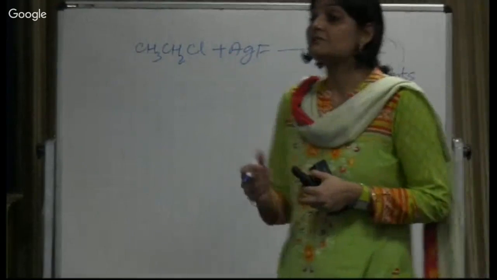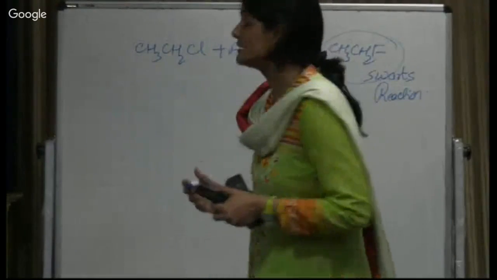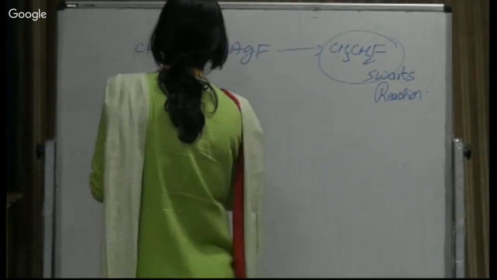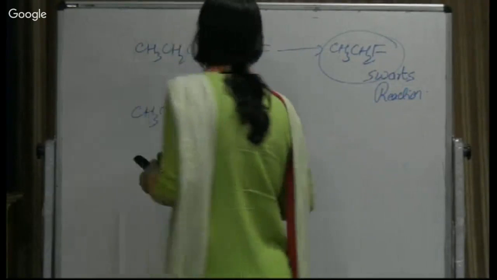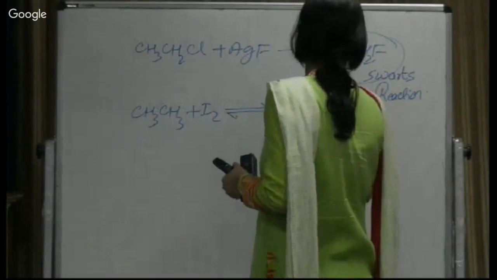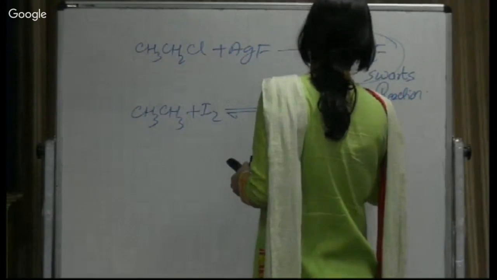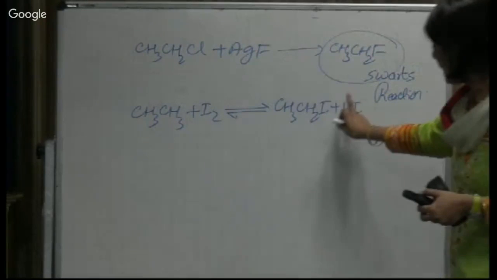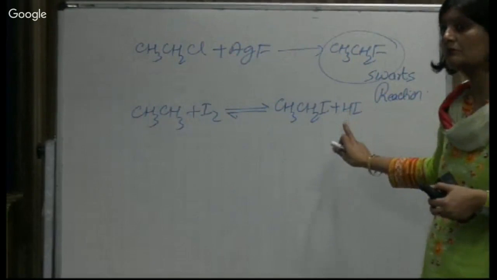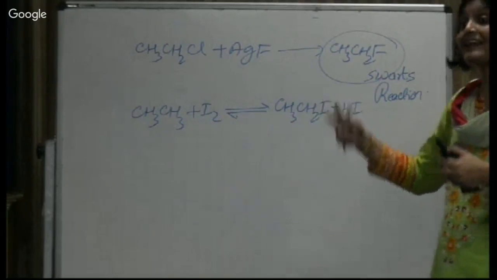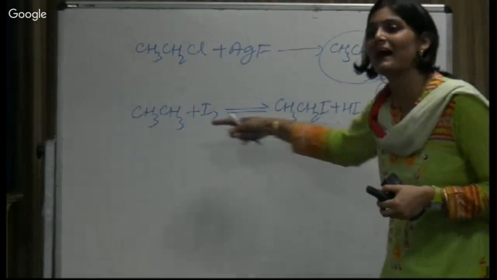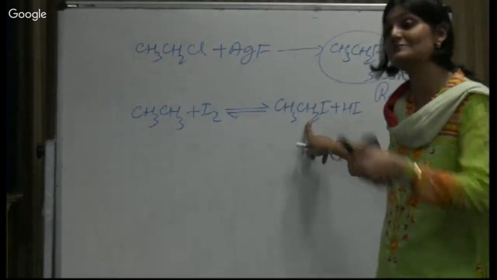Now, how about iodination reaction? What one finds is when you do iodination, the reaction is actually reversible. Now, hydrogen iodide, which is formed as a byproduct, is a good reducing agent. It will get oxidized. It is a good reducing agent. So it will make the reaction go in the backward direction. The alkyl halide will be reduced back to alkane.